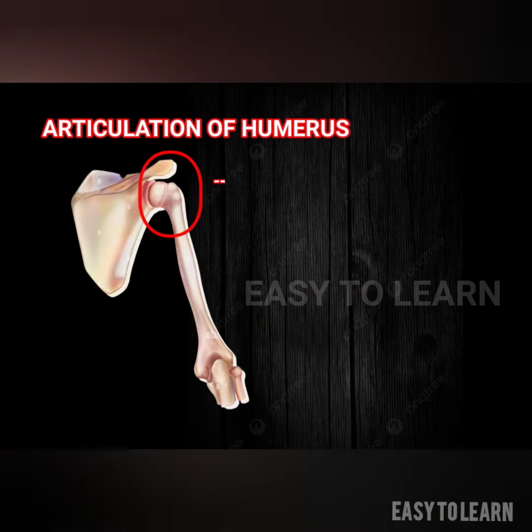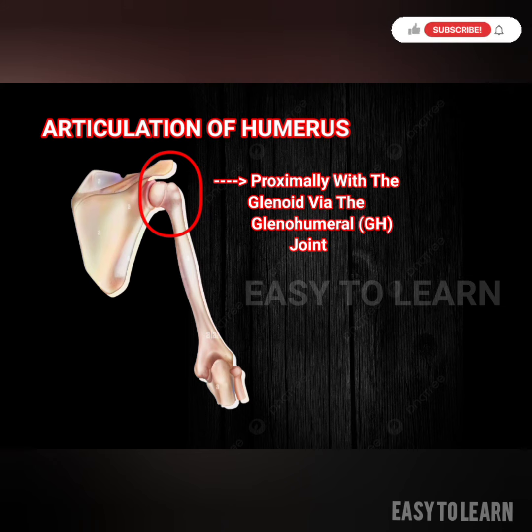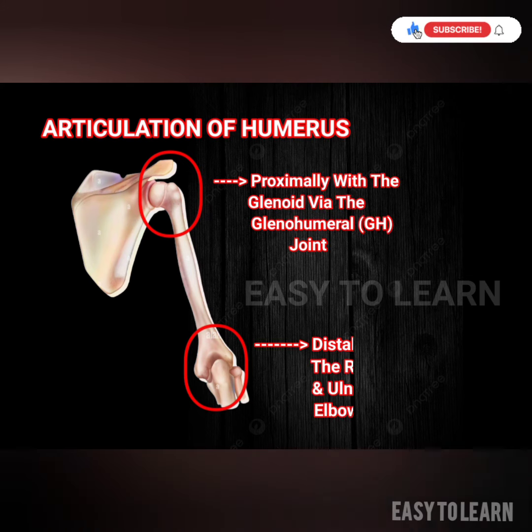Articulation: proximally with the glenoid via the glenohumeral joint, and distally with the radius and ulna at the elbow joint.